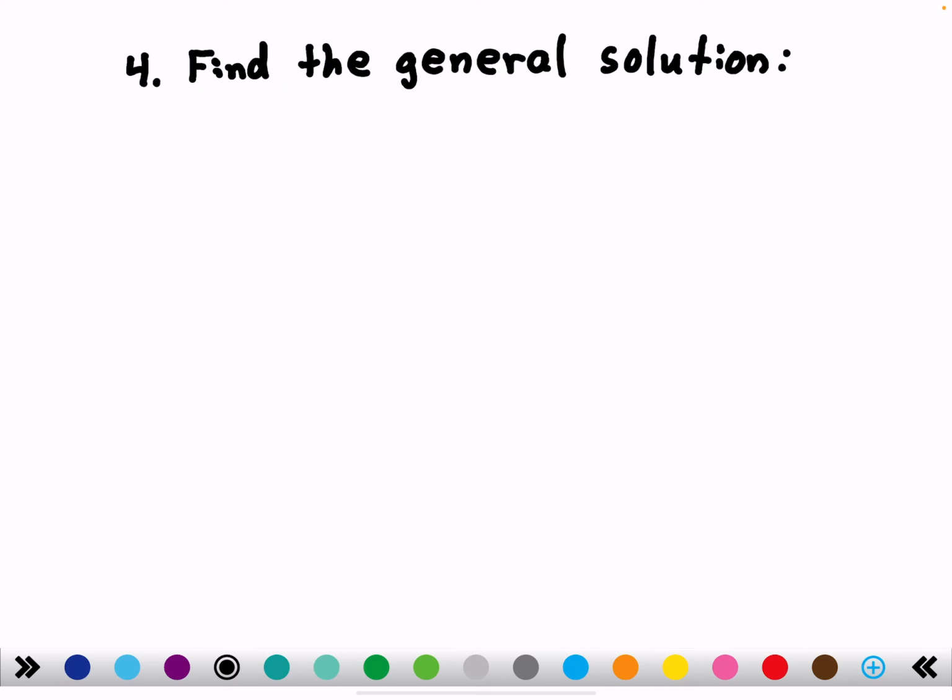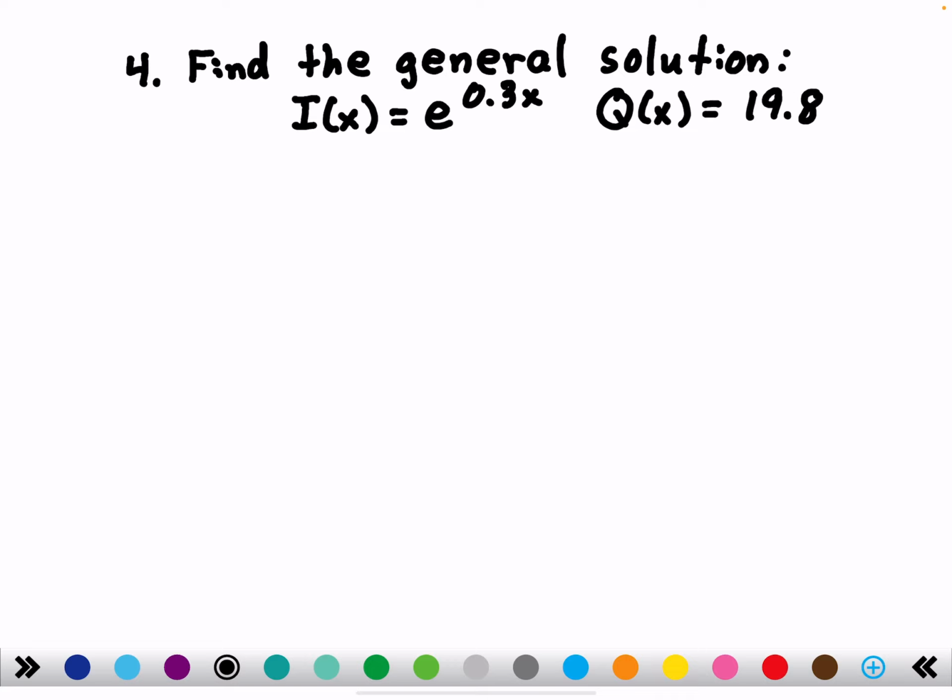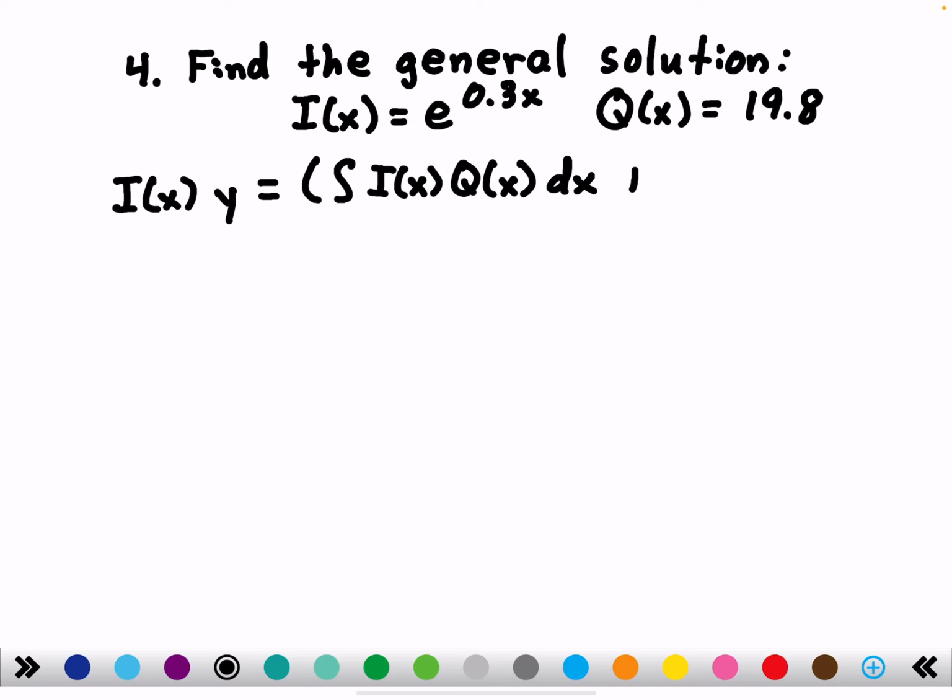Number 4, find the general solution. Now, we need to recall that I sub x was e to the 0.3x, and q sub x was equal to 19.8. We will need to know these two functions in order to substitute them into the formula to find the general solution of this linear first order ordinary differential equation. And the formula that we use is I sub x times y equals the integral of I sub x times q sub x dx plus c.